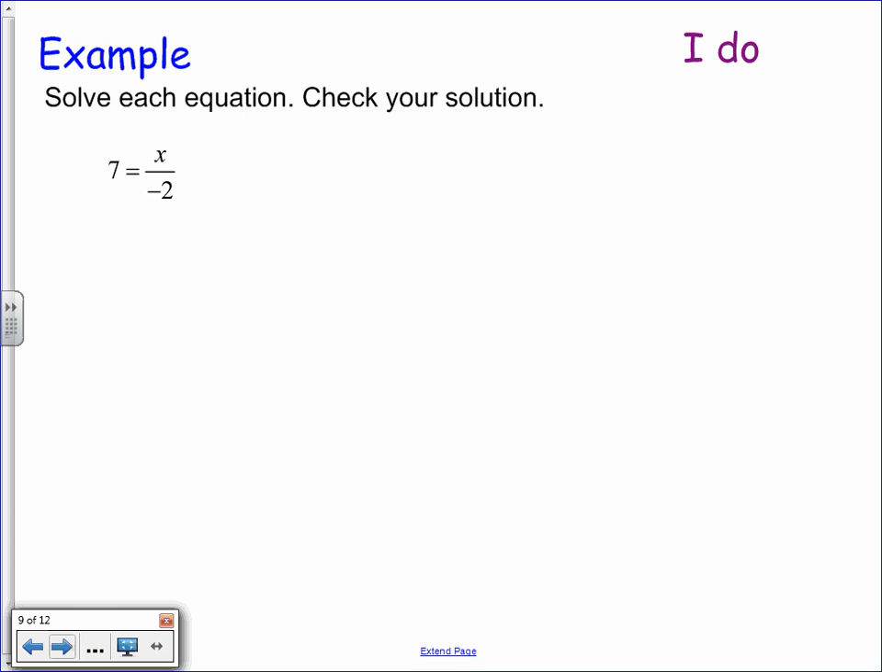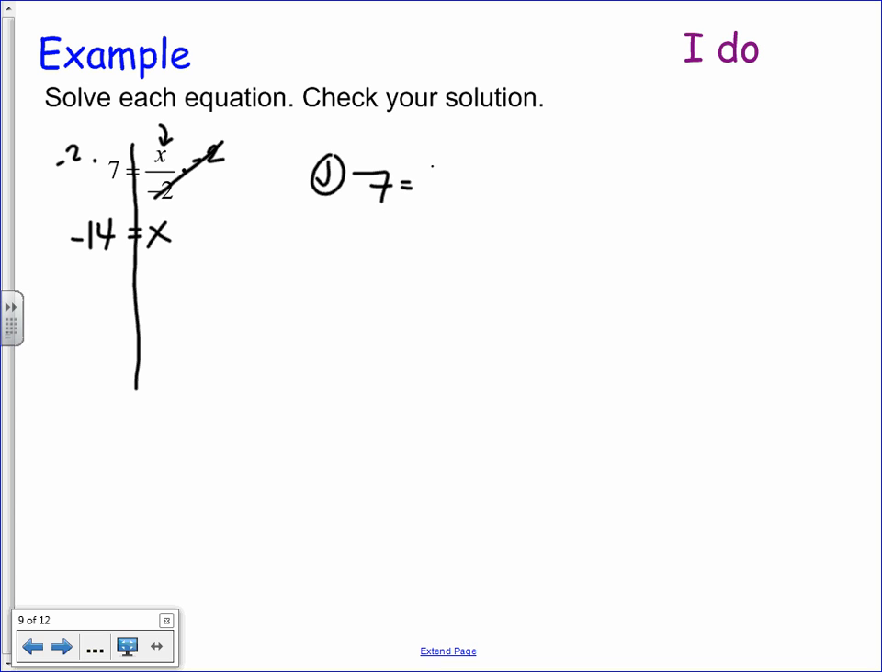All right, again, I'm going to try this one, and you guys work along with me. Draw a line down the equal sign. X is being divided by -2, and to undo division, we have to multiply by exactly what's there. So I'm going to multiply by -2 on both sides. So -2 times 7 is -14. Those cancel, equals X. And checking, I say 7 equals -14 divided by -2. And -14 divided by -2 is a +7, which is correct.